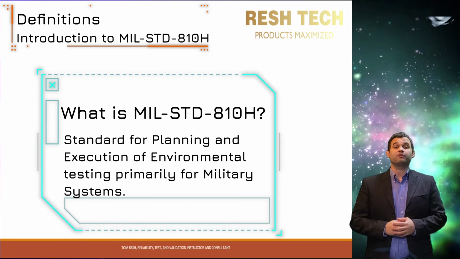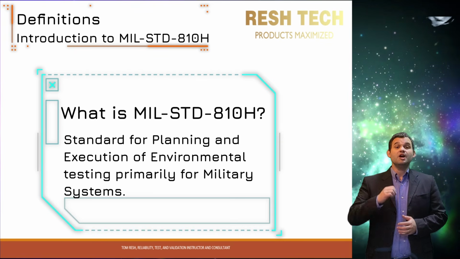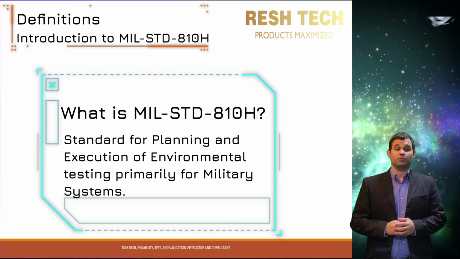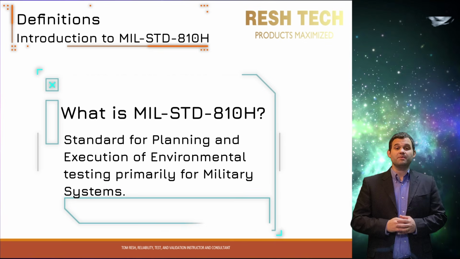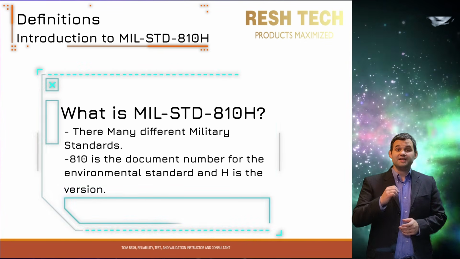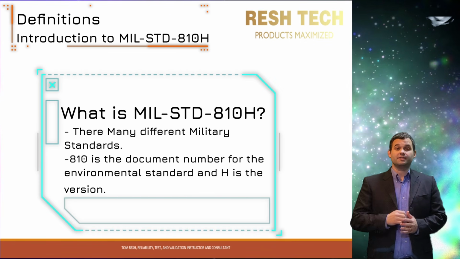MIL-STD-810H is a standard for planning and execution of environmental testing primarily for military systems, but can also be used for qualification and reliability testing on commercial products as well. There are many different military standards, but we will cover the standard for environmental testing in this video series for military systems and hardware. The -810 is the document number for the environmental standard, and H is the revision.